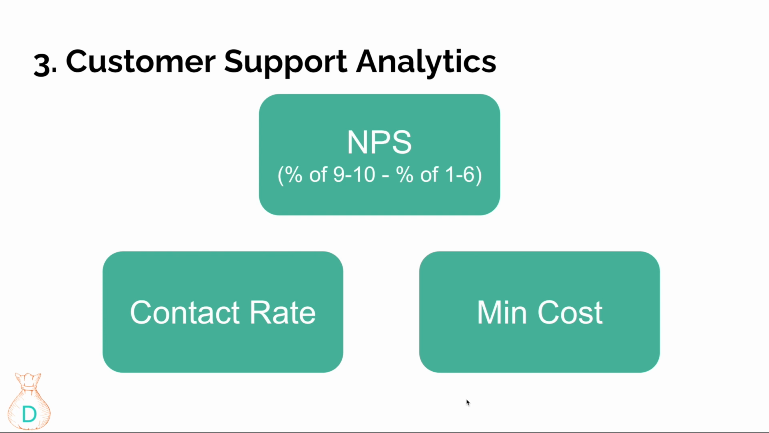So contact rate is also a very important metric in customer support, because we want to see how many units were sold or how many active users we have, and how many users have problems with either the products or the app or any of the products that they're using. So then that will be your contact rate: the percentage of the people who contact us divided by the percentage of active users.